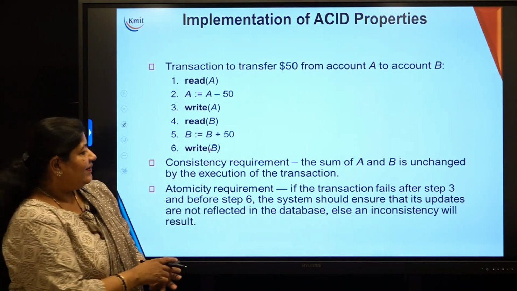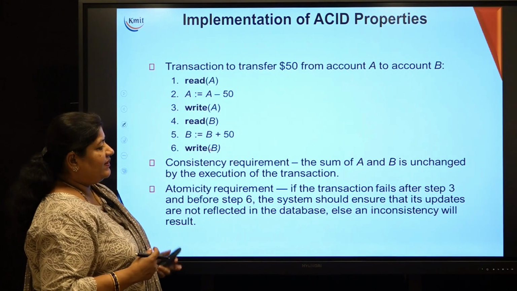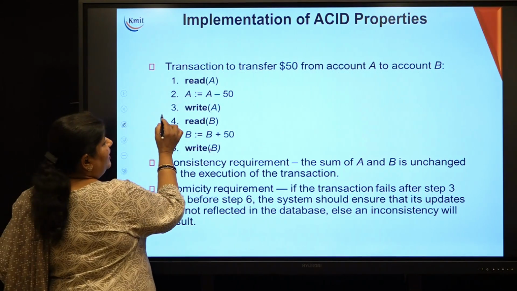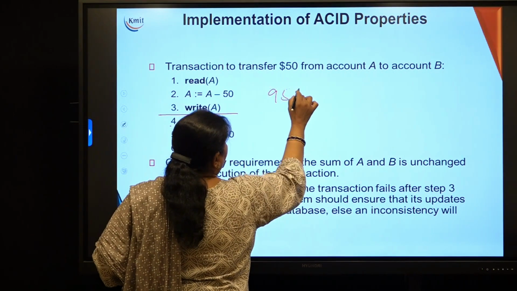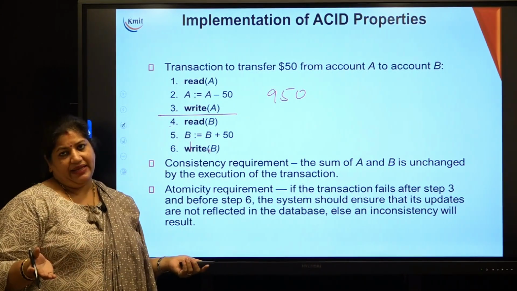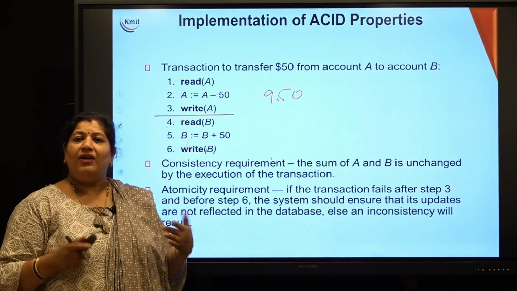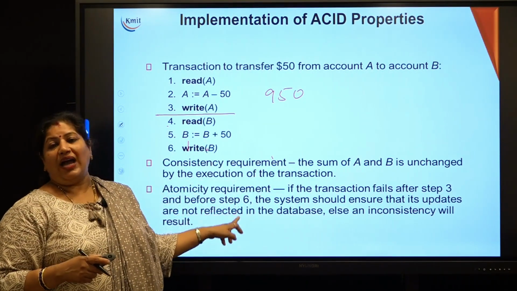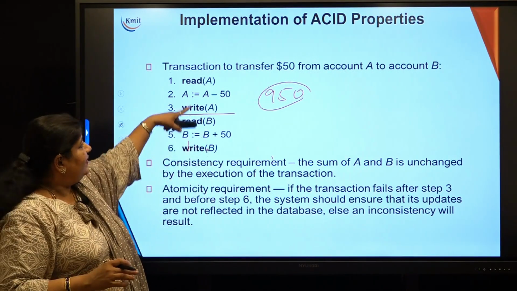Atomicity requirement: if the transaction fails after step 3 or before step 6, the system should ensure that its updates are not reflected. Up to this point I had written, okay. So this value already became 950, and then before I could do all these things, it fails in some way. Now what happens? 950 and 2000, it is going to be $50 less. The total consistency is not maintained, inconsistency. So I should ensure that I abort this also, I will undo, I will cancel these 3 actions also.